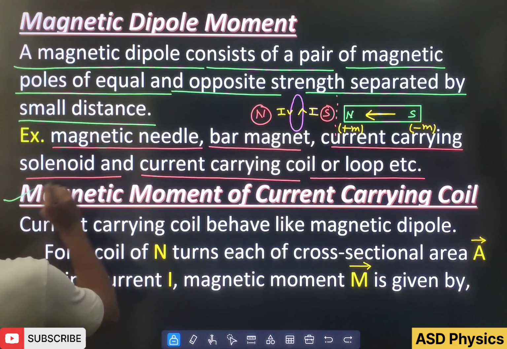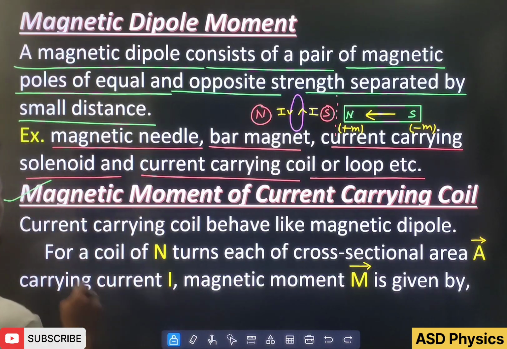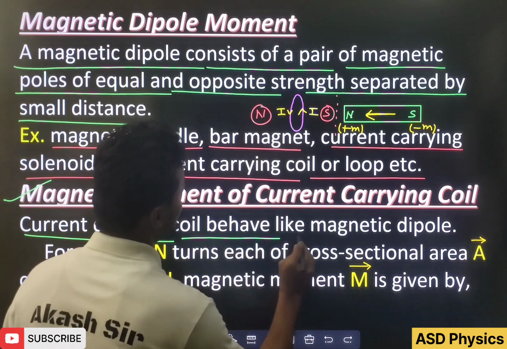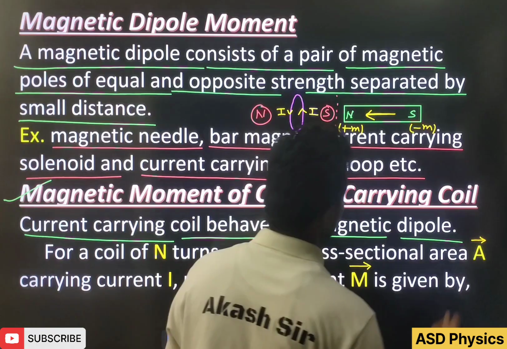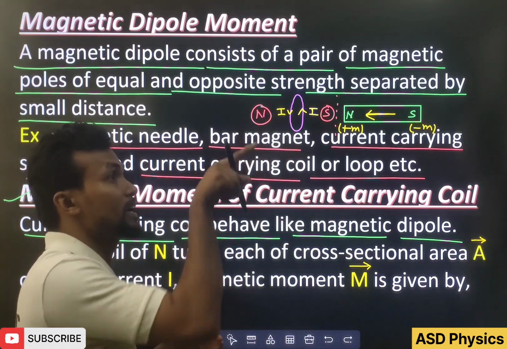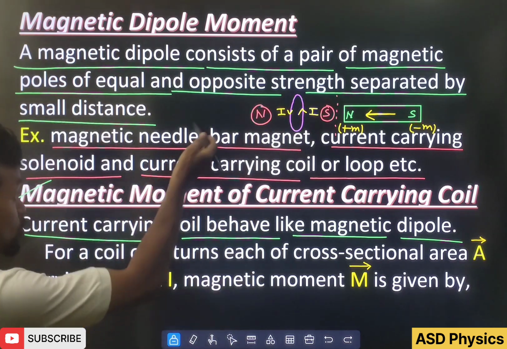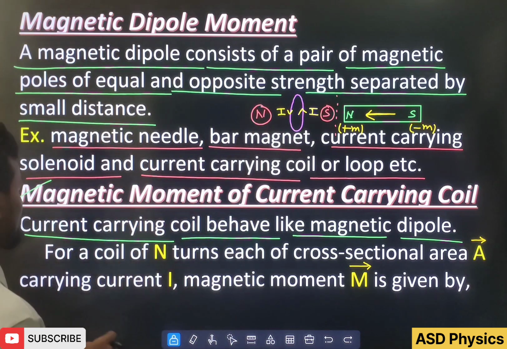So see, the topic is magnetic moment of a current carrying coil, or we can tell loop also. Current carrying coil behaves like a magnetic dipole. As I have told you, one side is north pole when we are seeing the current flowing anti-clockwise direction. So this side is south pole.